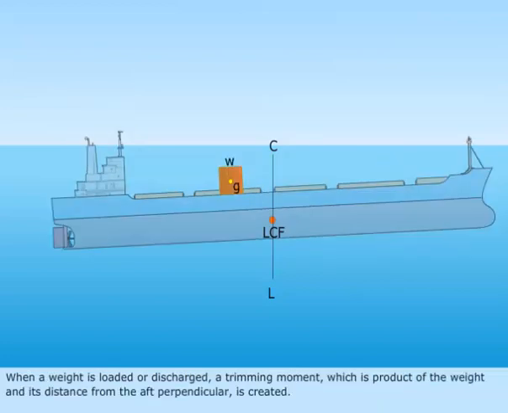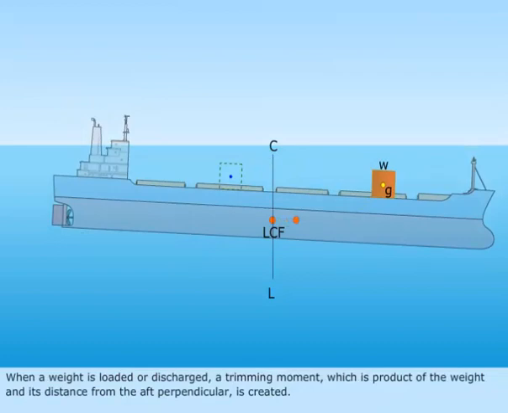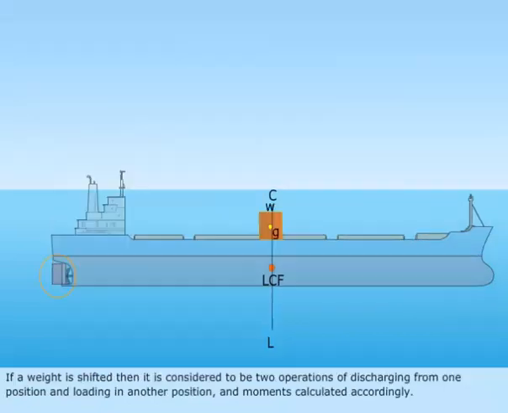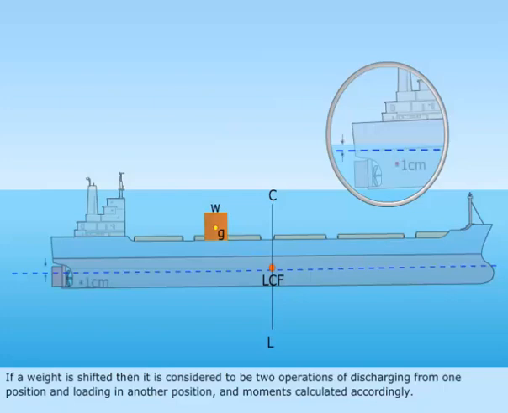When a weight is loaded or discharged, a trimming moment, which is the product of the weight and its distance from the aft perpendicular, is created. If a weight is shifted, then it is considered to be two operations of discharging from one position and loading in another position, and moments calculated accordingly.